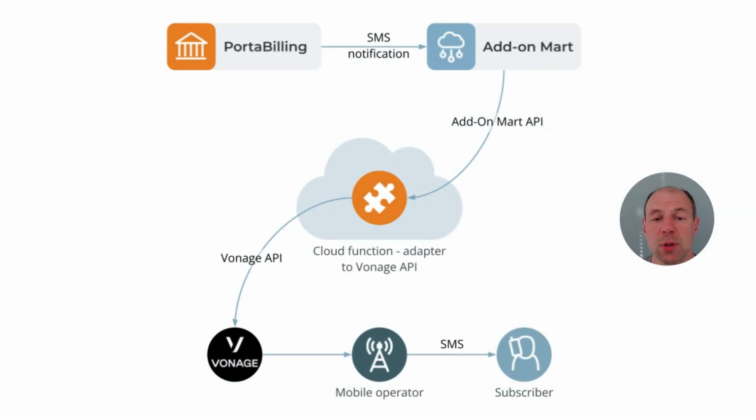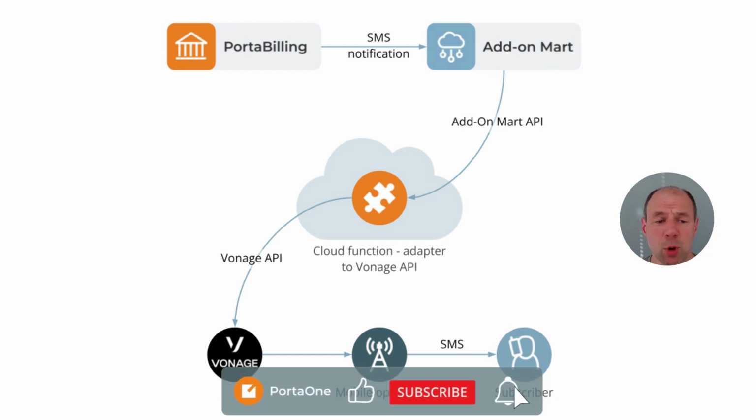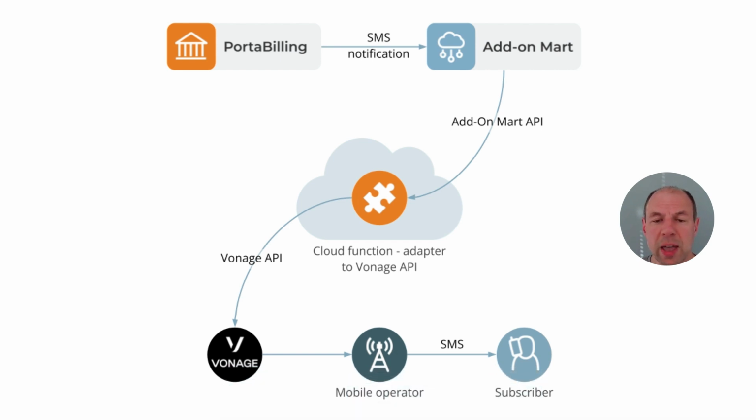Today we will create a new module for Add-on Mart. A module which will allow sending SMS messages through a new provider. In our case, it's going to be Vonage, but the purpose is to demonstrate that it's very easy to create a module using the cloud function to connect to virtually any operator or CPaaS provider which is out there.